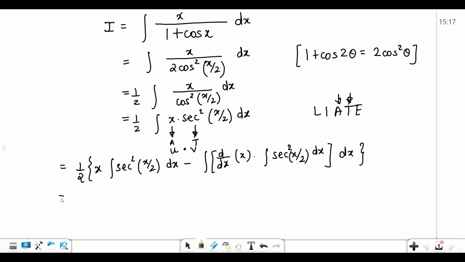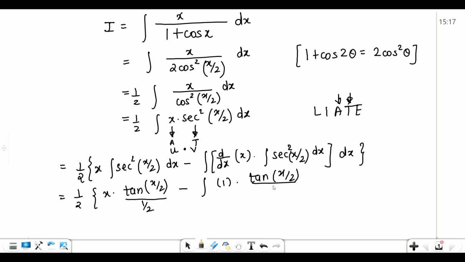After this, the integration of sec square will be nothing but tan. The integration of sec square is tan, and the angle will remain the same. Since the coefficient of x is 1 by 2, we will divide this by 1 by 2, minus, again, the derivative of x is 1, and the integration of sec square x is again tan x by 2. Again this will be divided by 1 by 2, and dx.